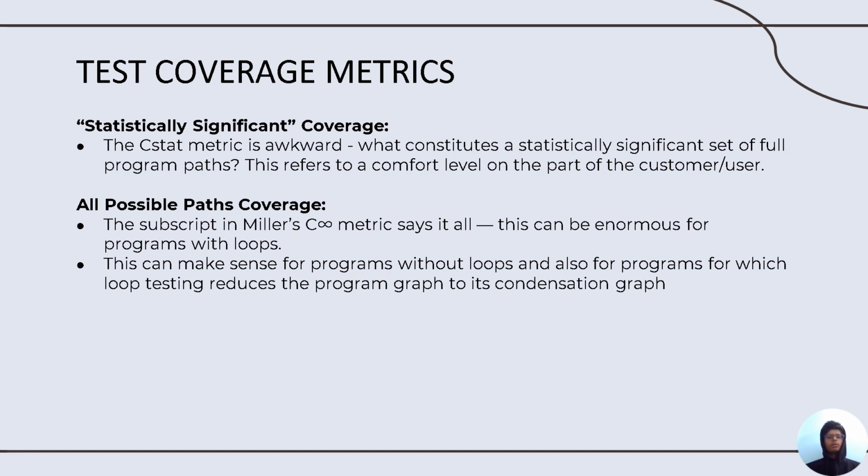All possible path coverage. The subscript in Miller's C infinity metric says it all. This can be enormous for programs with loops. This can make sense for programs without loops and also for programs for which loop testing reduces the program graph to its condensation graph.